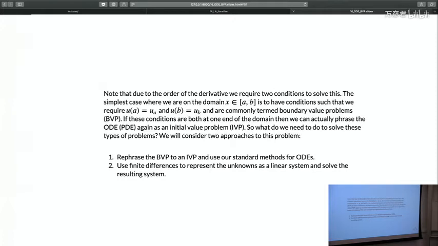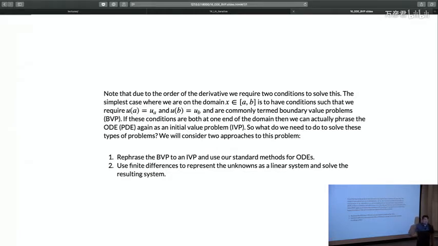So the only reason I'm emphasizing this is because one of the techniques we're going to use is going to rely on this difference. And that's exactly what we're going to do. We're going to actually rephrase our boundary value problem in terms of an initial value problem and use everything we know from initial value problems to solve the ODE.